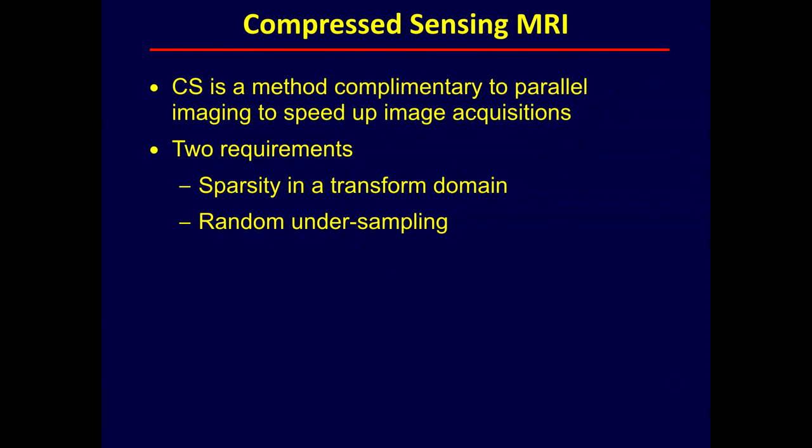It takes advantage of the sparsity that's inherent in medical images, not just pictures taken at the zoo, to accelerate. For compressed sensing to work, there are basically two very important requirements. One is that you have to have sparsity in a transform domain. I'll talk later about what a domain is. The second requirement is random undersampling. That's very important as well. So how does it work?